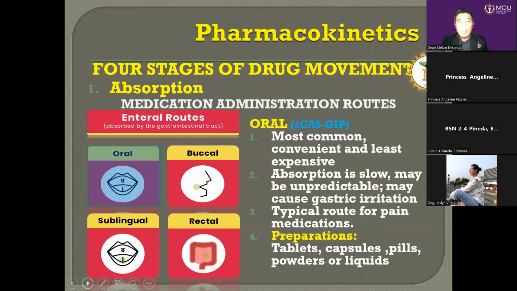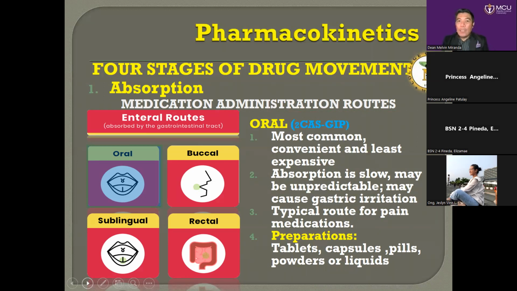What do you mean by two-cast GIP? I just put the blue text on this so that you will be guided and remember some of the important points when it comes to medication administration routes. So just like two-cast GIP, the two Cs mean convenient and common. Okay, convenient and common.